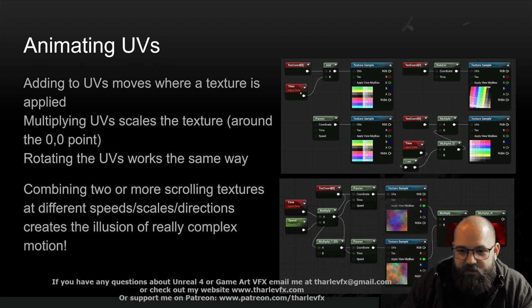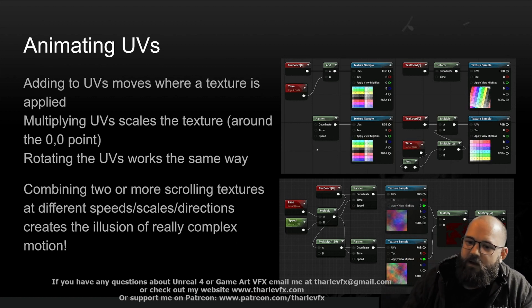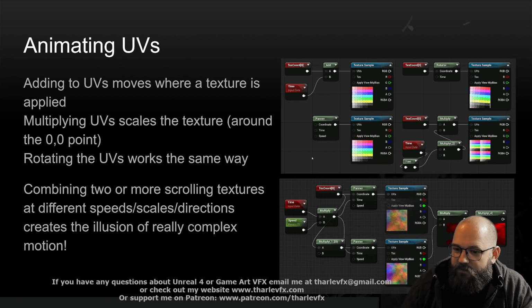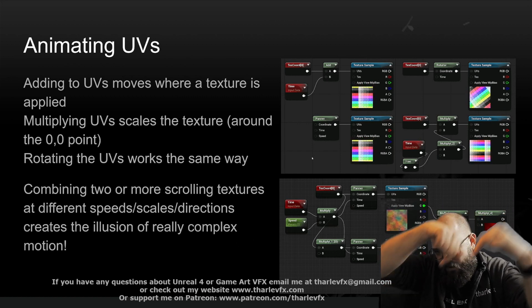Here we're doing it just directly with time. In this case I'm using a panner node, but as you can see the output's exactly the same. So the panner has values of 1 in X and Y, and that's why it's scrolling up towards the top left, because we're adding values in our UVs. So our UVs are going to the bottom right.